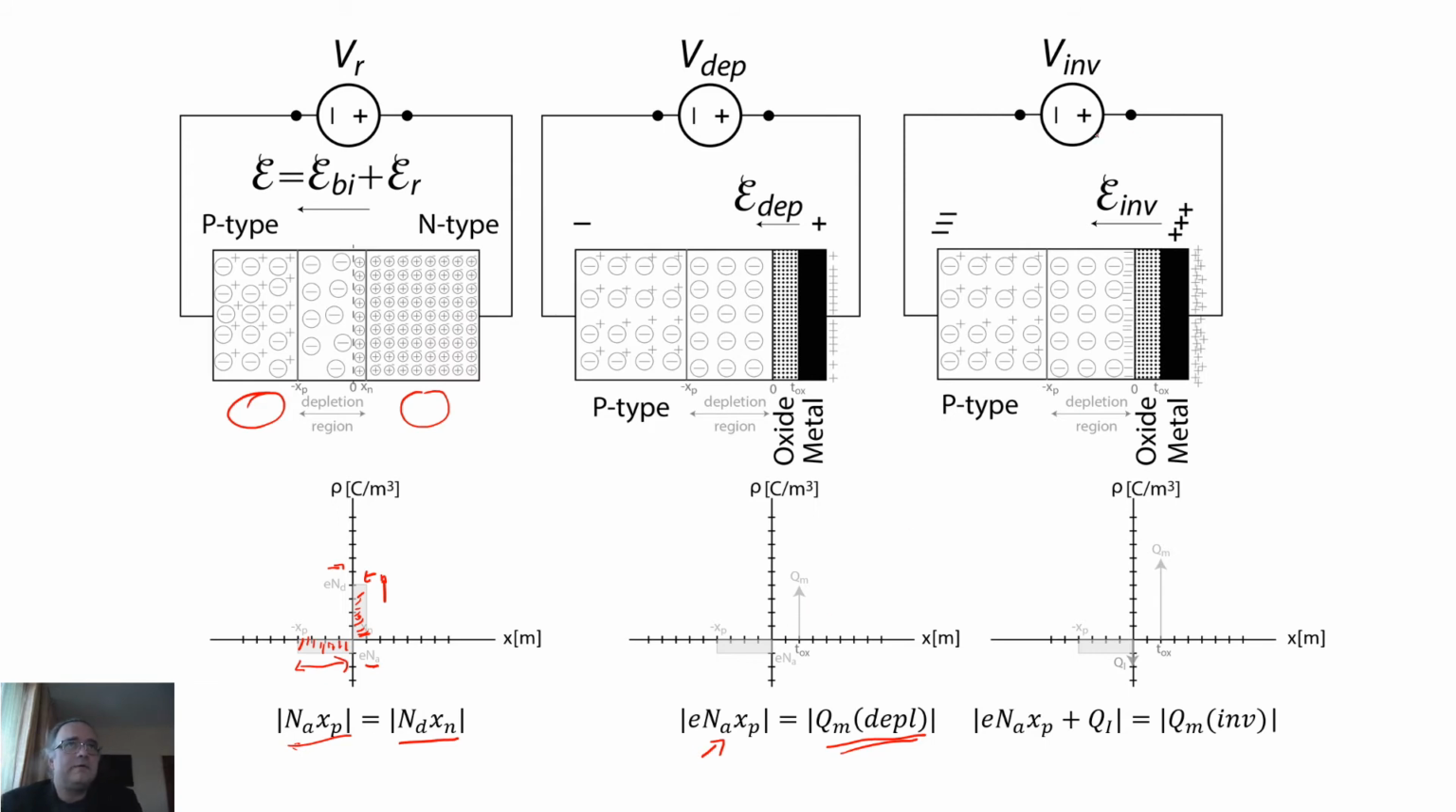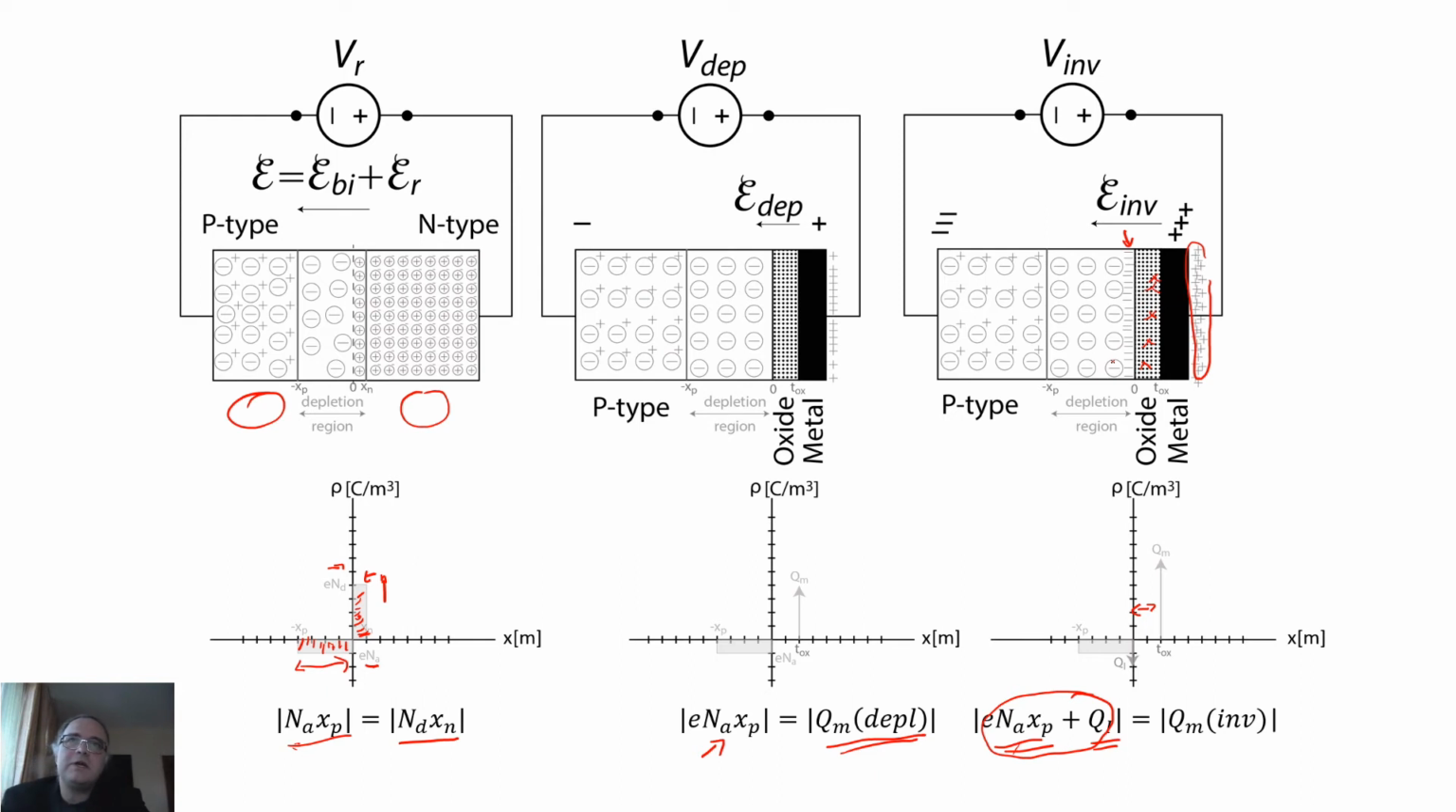In the inversion region mode of operation, we have as negative charge not only the space charge, but also the negative charge of the electrons that piled up here at the interface. And the sum of these charges is balanced by all the charges that are on the metal plate, assuming that there is no parasitic charge trapped in the oxide.